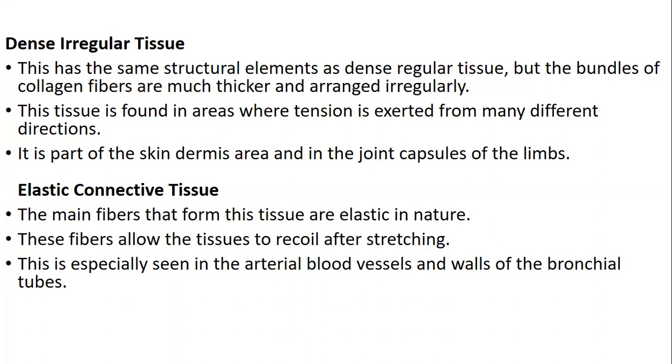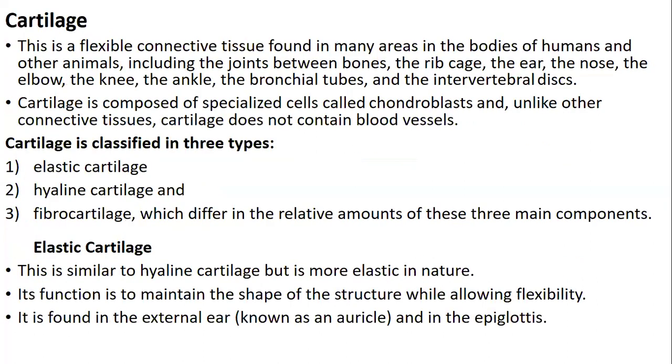Then we have the elastic connective tissues, where the main fibers that form this tissue are elastic in nature. These fibers allow the tissues to recoil after stretching. That is the characteristic of any elastic material. This is especially seen in arterial blood vessels and the walls of the bronchial tubes. These have the capacity to recoil after stretching.